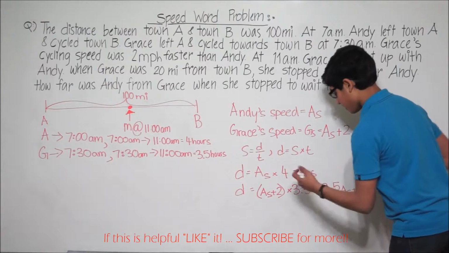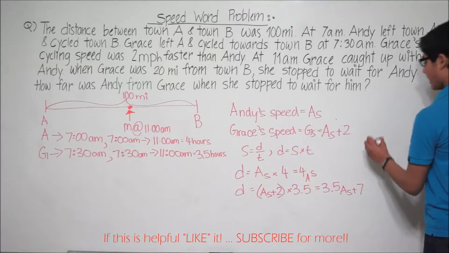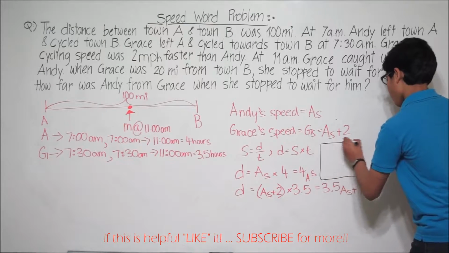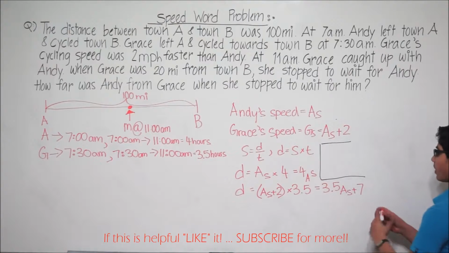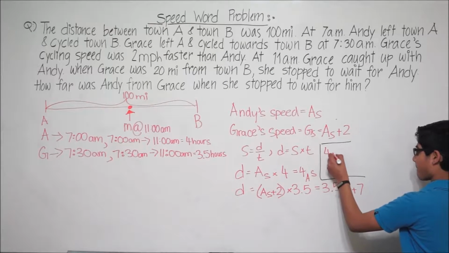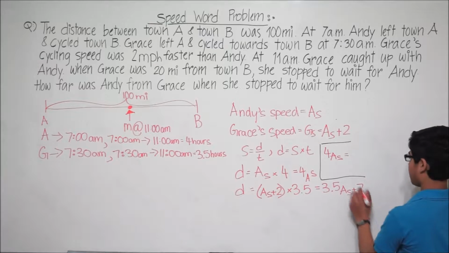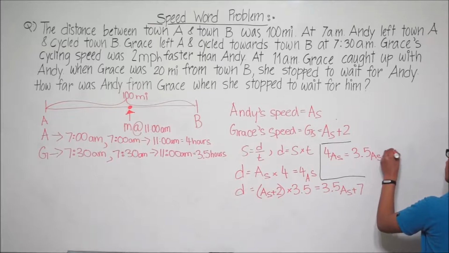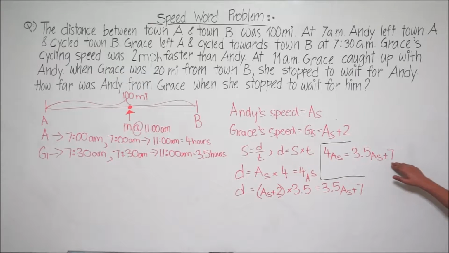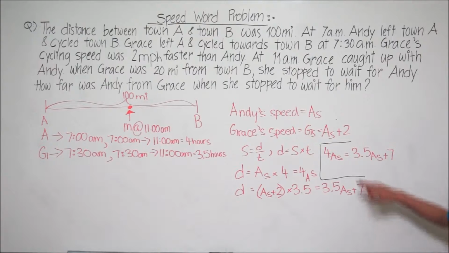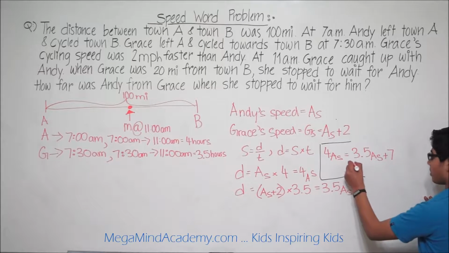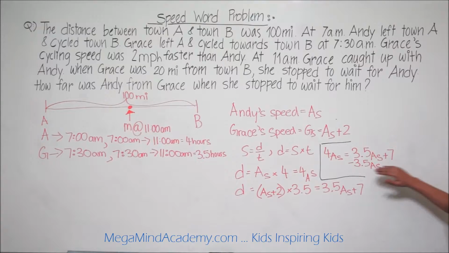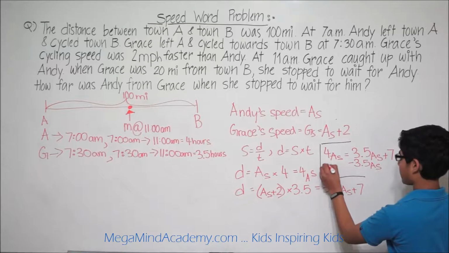So, this means that 4AS is equal to 3.5 AS plus 7. So let's get the variables on one side and the numbers on the other side. To do that, we have to get rid of 3.5 AS from this side of the equation. So we subtract 3.5 AS from this side of the equation, and we know that whatever we do on one side of the equation, we have to do on the other side of the equation. So minus 3.5 AS.